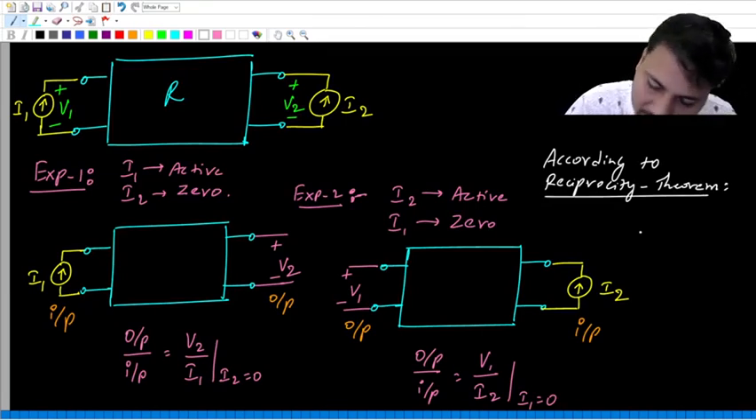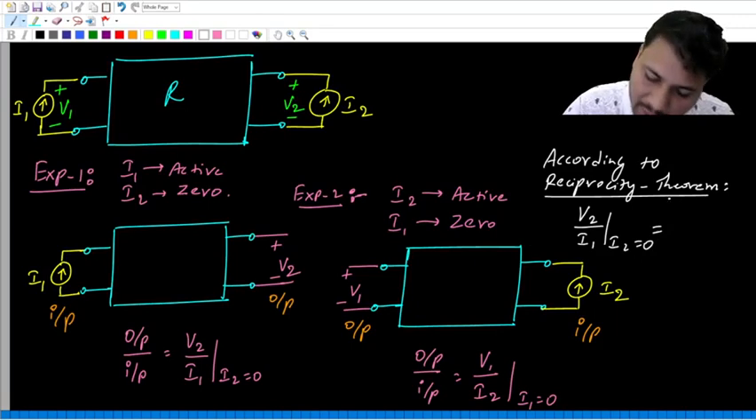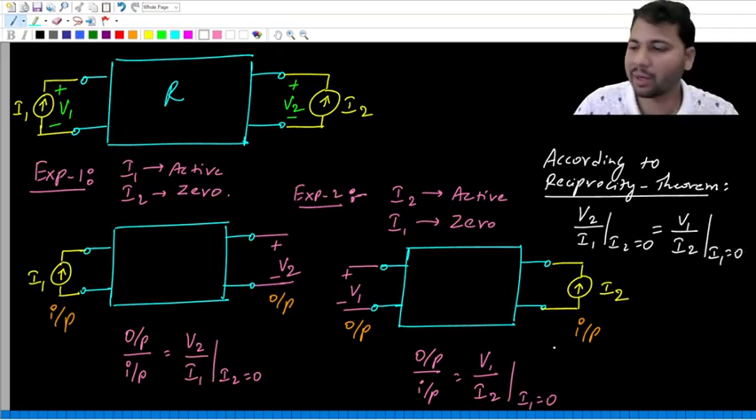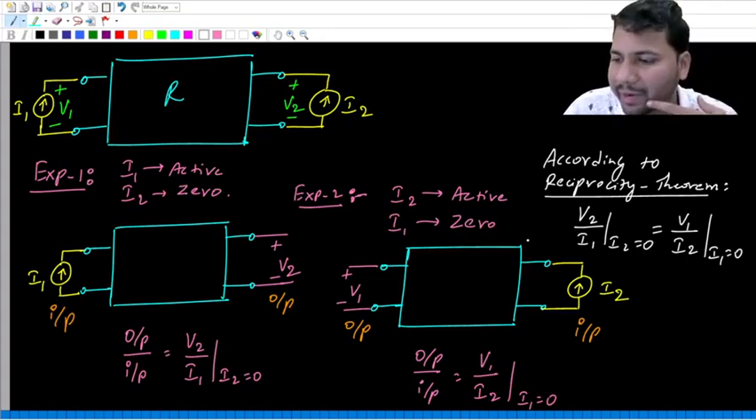So according to reciprocity theorem, what is the first ratio? It is V2 by I1 when I2 is made 0. It is equal to what? The other ratio, which is V1 by I2 when I1 is made 0. That's all. This is what reciprocity theorem dictates.